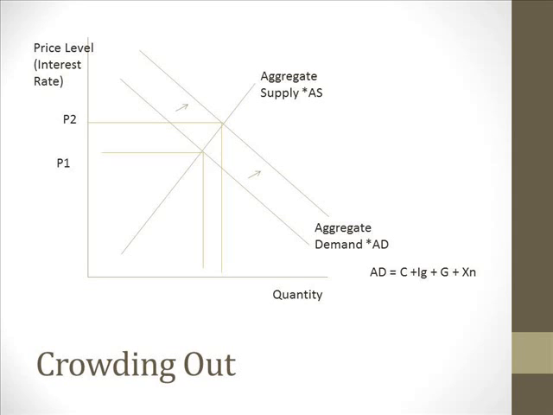Oftentimes, though, the AP test won't mention crowding out, so ignore it. Or if they say crowding out only partially offsets government spending, then you know the government did shift AD to the right. Maybe not as much as it planned on, but it still increased it.